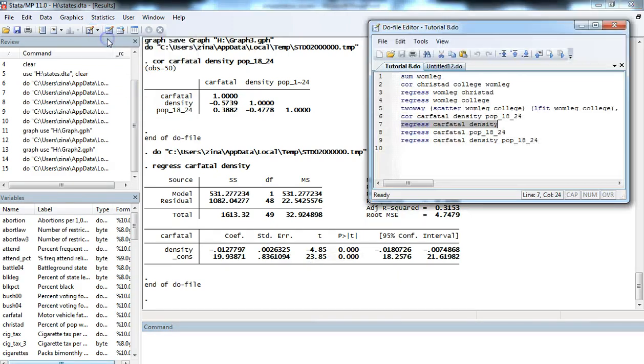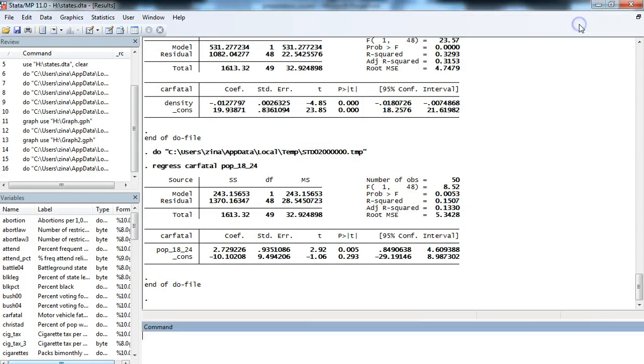Next, let us run another simple regression, and we regress carfatal on the age variable population_18_24. The output shows that we have a coefficient of 2.7, indicating for our formula that for each percentage point increase in the population variable, there is a 2.73 unit increase in the motor vehicle fatality rate. The t-ratio of 2.92 and the p-value of 0.005 tell us that we can safely reject the null hypothesis. Finally, the R-square is telling us that the variation in the fatality rates can be 13% explained by the population age. Now, these two factors obviously have a clear impact on the car fatality variable.